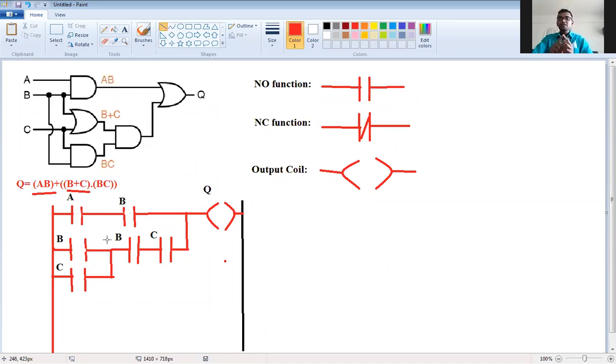But see, B plus C is in one bracket. And the second term is BC, that is also in one bracket, but that is ANDed. So this BC is in series because it is ANDed. This B plus C is in parallel because it is ORed. But the most important question is that B plus C and B dot C both are ANDed. That's why B plus C is here and B into C is here and both are cascaded. Means they are in series. Here dot is there. That's why these two are in series.